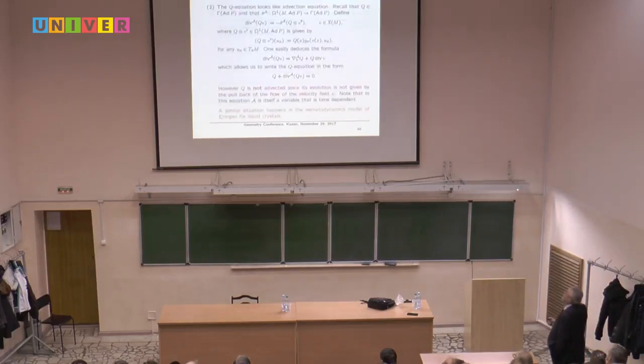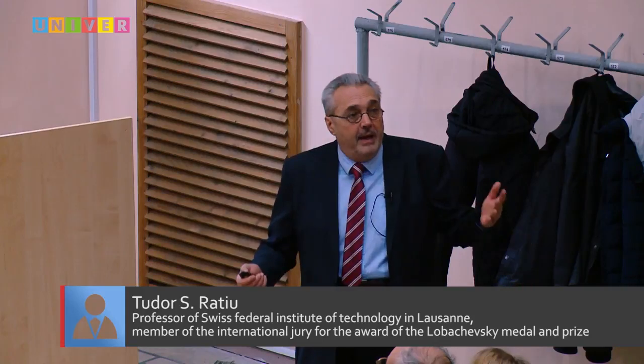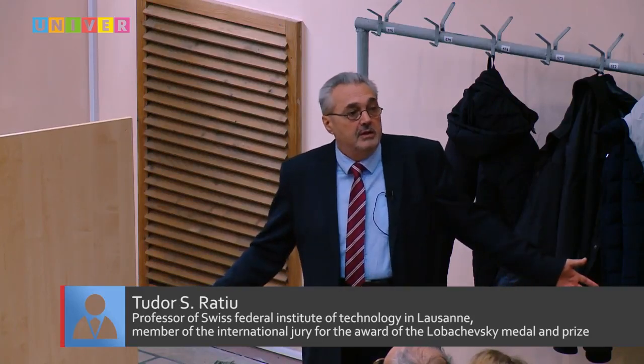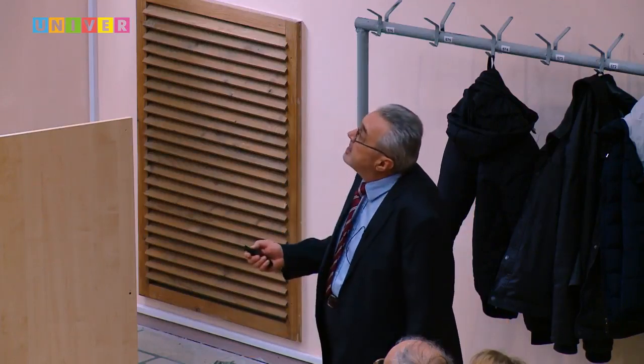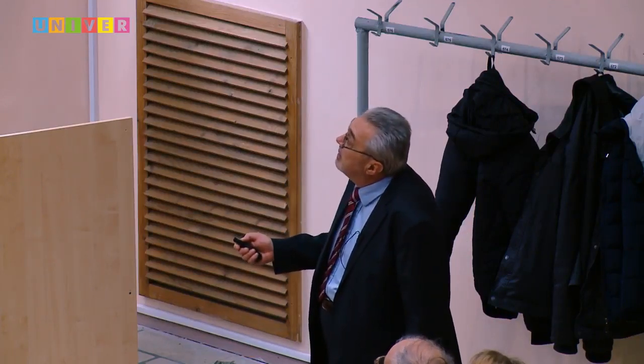Okay, the Q equation looks like an advection equation. I want to show you this. You know, it looks like this. So you say, well, wait a moment. It's exactly like the mass equation. Rho dot plus div rho v is equal to 0. So what's the difference? The difference is that there is an A here. This is not the usual divergence. This is the covariant divergence.